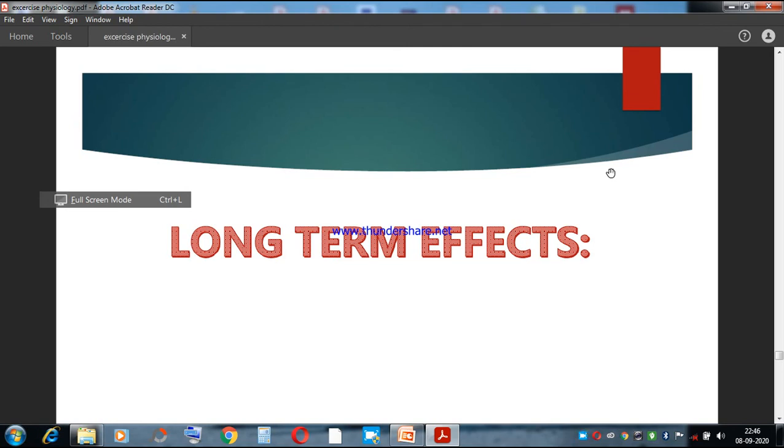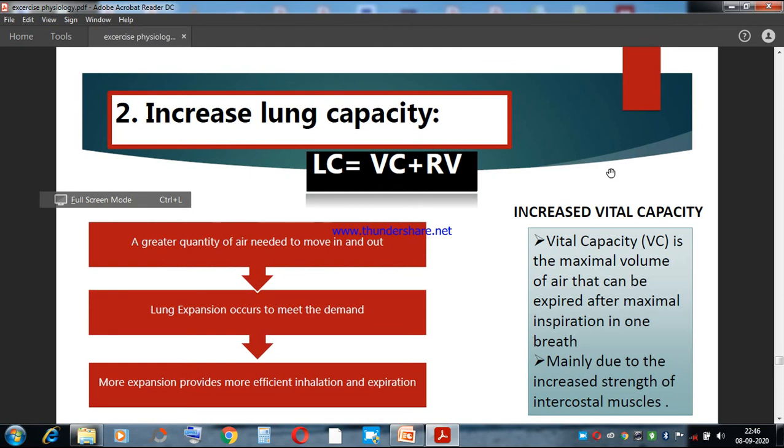Now we have seen this short-term effect. Let's see the long-term effect. Lung capacity will increase. Lung capacity is equal to vital capacity plus the residual volume. A greater quantity of air is needed to move in and out during exercises. Lung expansion occurs.